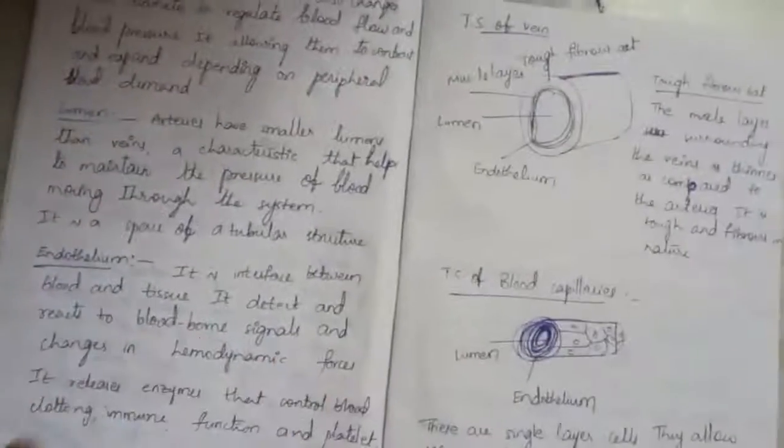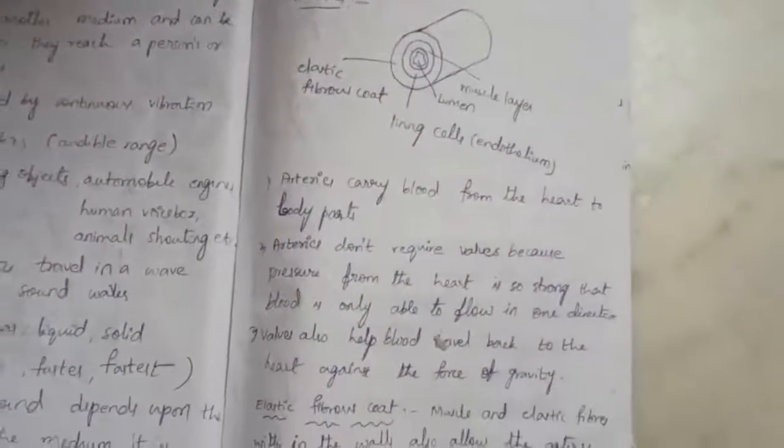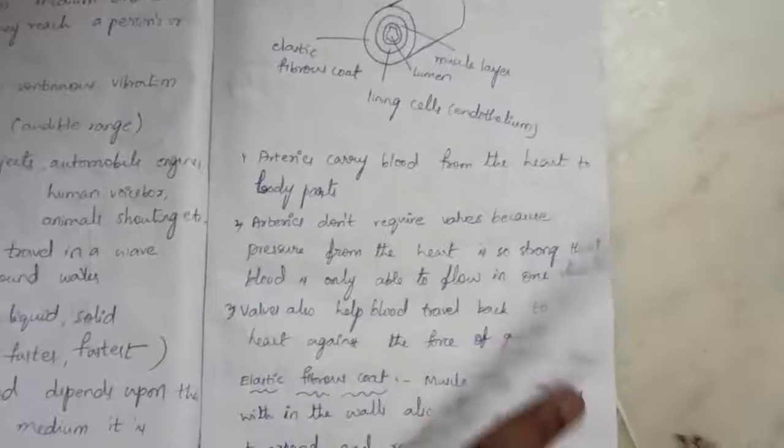So these are all about the three types of blood vessels and their TS structures. So this is about this. And here they have given some questions. In which blood vessel are walls found?